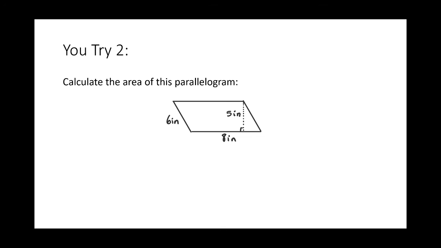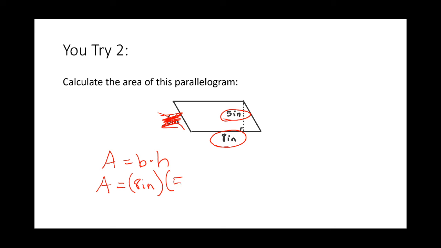Okay, now that you've tried it on your own, let's do it together. So I need to know the base and the height, and I don't need to know this side length right there. We're just going to ignore it. So the area is the base times the height. I know the base is 8 inches, and I know that the height is 5 inches. 8 times 5 is 40 inches squared. And that's my answer, 40 inches squared.